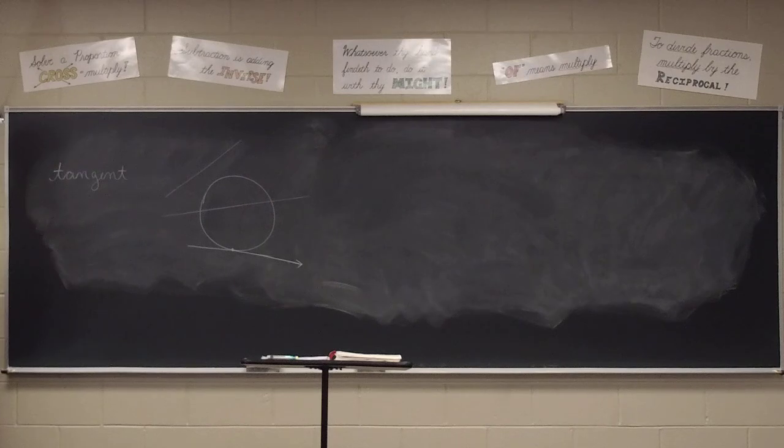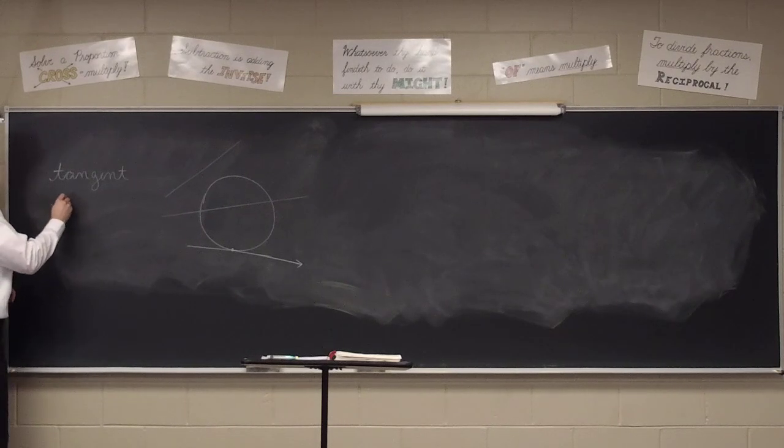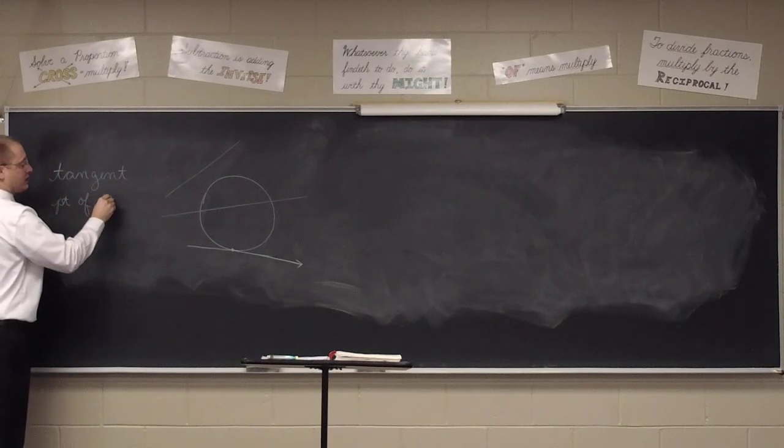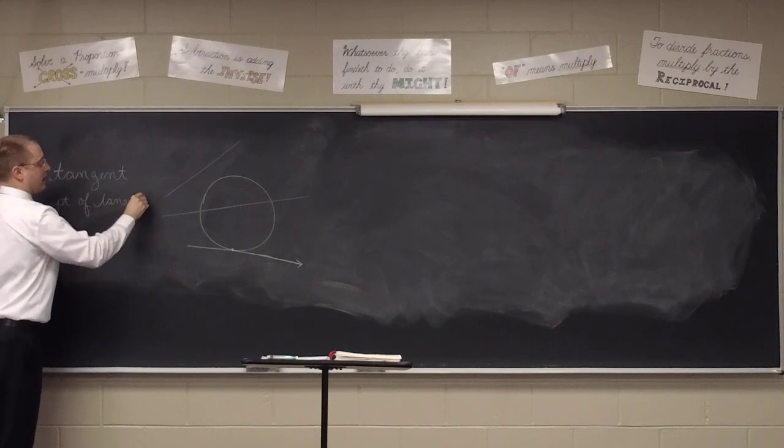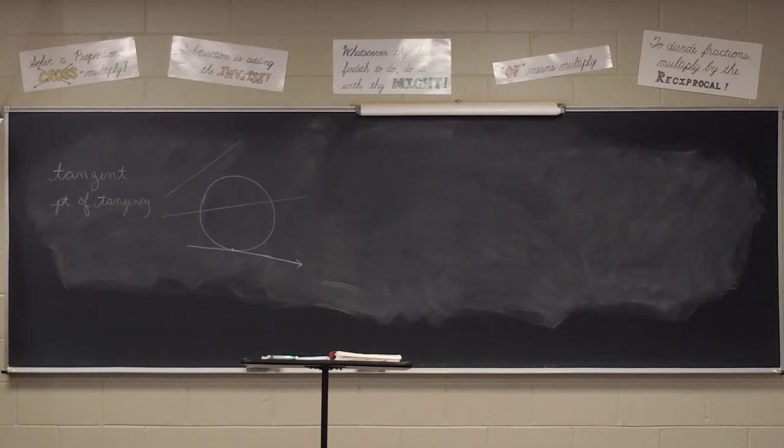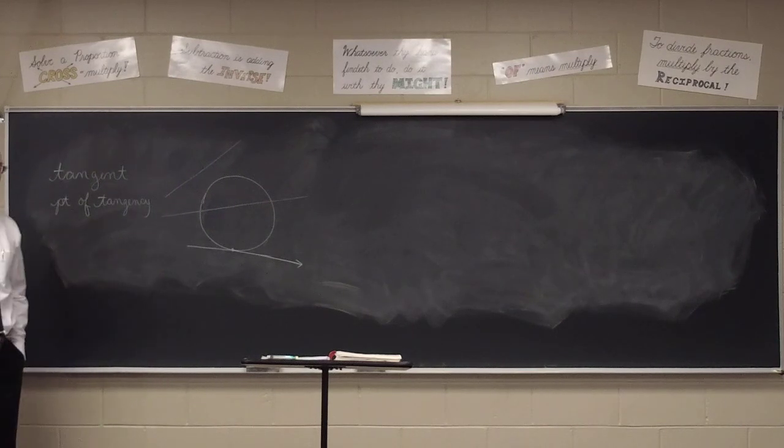So a tangent is a line that intersects a circle at only 1 point. The point at which it intersects the circle is called the point of tangency. That makes perfect logical sense, right? Point of tangency. Mathematicians are not particularly creative. We've got a tangent here. What do we call this point where it's tangent? Why not point of tangency? Very good. So the point of tangency is the point at which a tangent touches a circle.